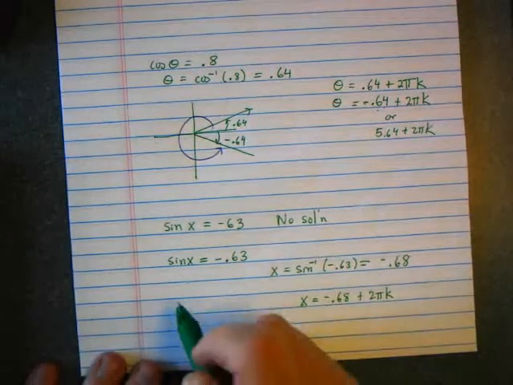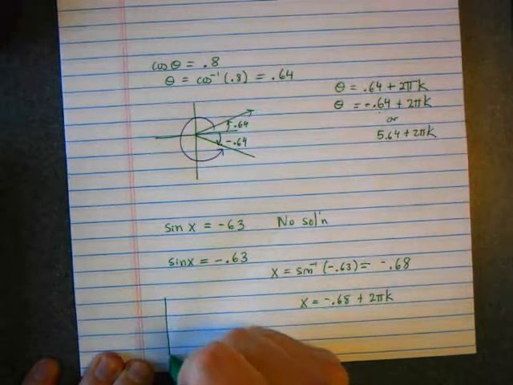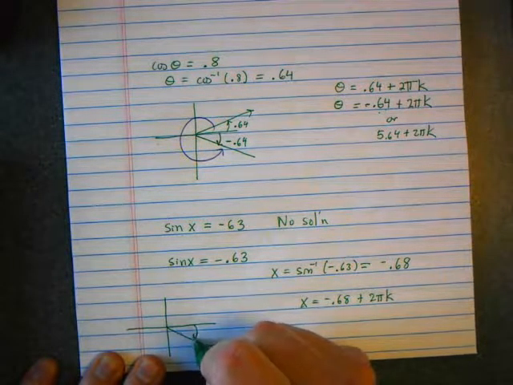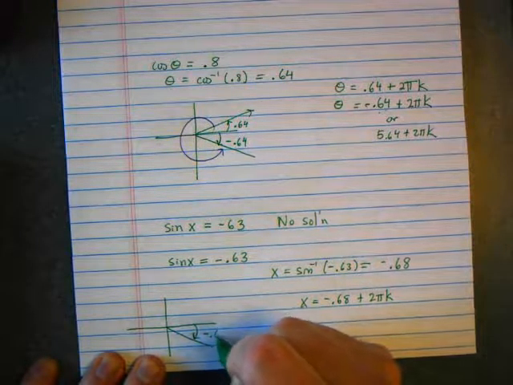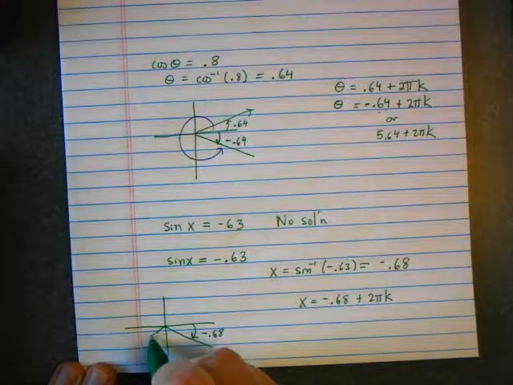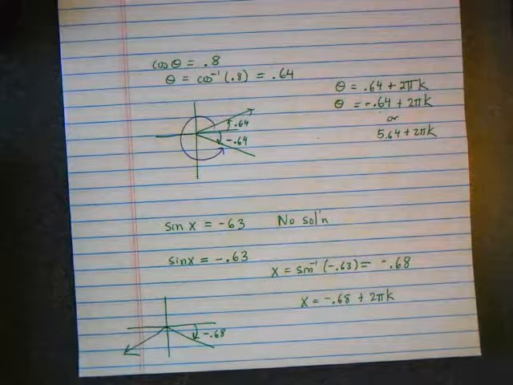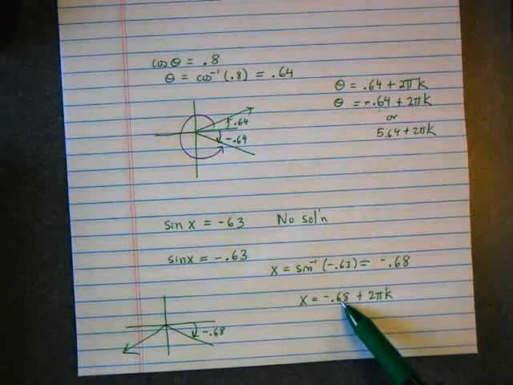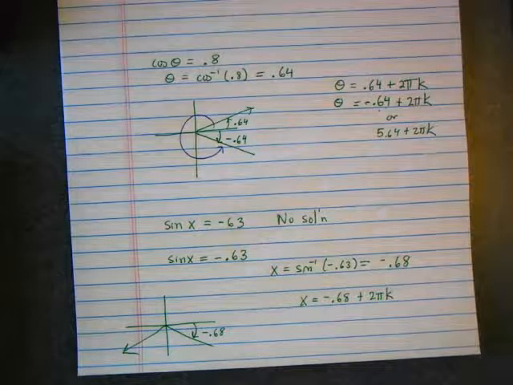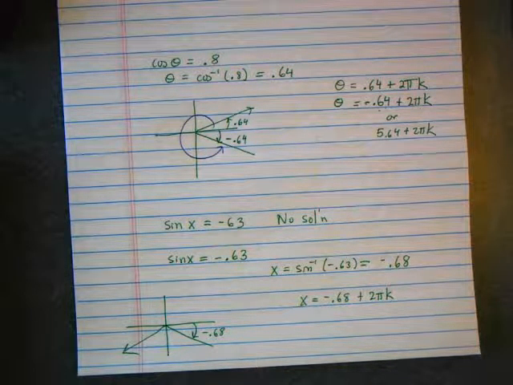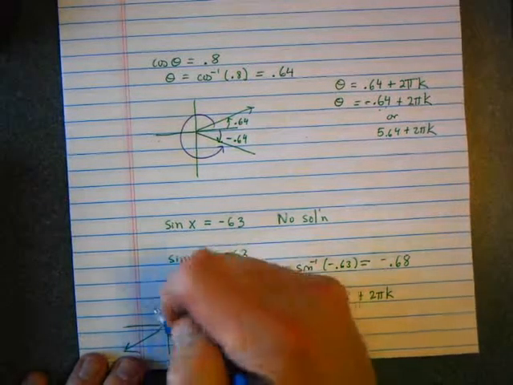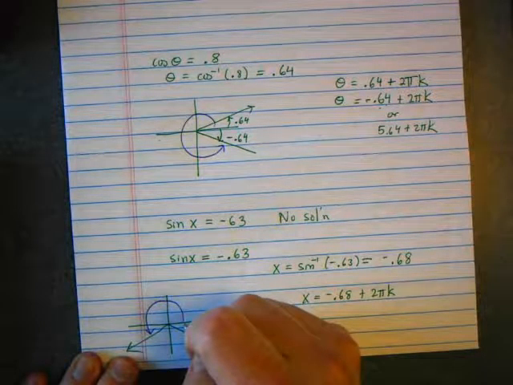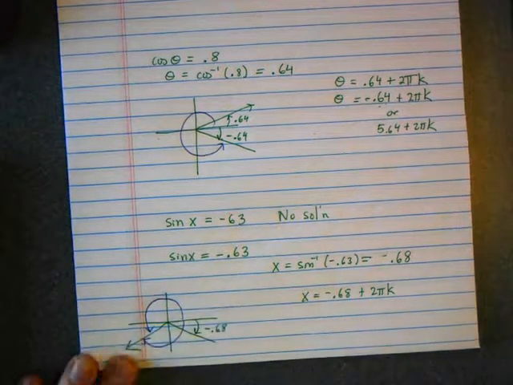Would you do 180 minus the 0.63? Or I would think you do pi minus the 0.63? All right, so here's minus 0.68. Now the question is, do I want to write it as a positive answer or a negative answer? Well, it depends. If I'm going to write it as this angle, then I would write it as a positive angle. If I'm going to write it as this angle, I would write it as a negative angle.